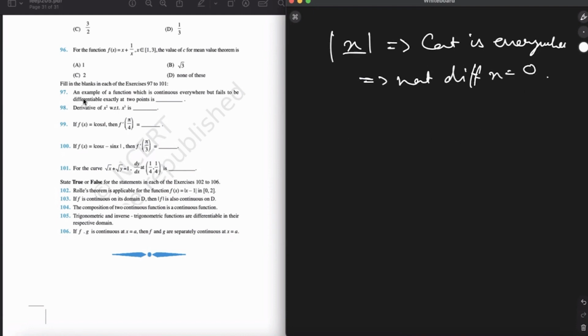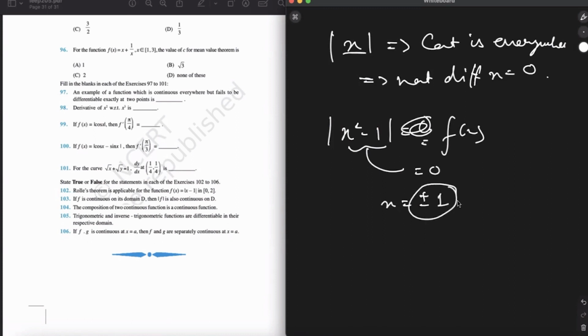So it is asking what? An example which is continuous everywhere but fails to be differentiable exactly at 2 points. So it will be what? I'll say mod of x square minus 1. Wherever this function of x is equal to 0, x can be equal to plus minus 1. So at 2 points, this is just not differentiable. Suppose I ask for 3 values, like it is not differentiable for 3 values. Then I will take mod of x cube minus 1. Got this? How do we make these examples? At 2 values, 3 values, 99 values. If they ask me for 99 values, I can start it like this.